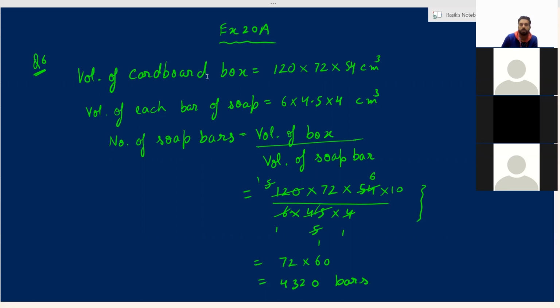The volume of each packet we found in the first part. So first find out the volume of each packet. How will you find? Multiply the volume of each matchbox by 144, you will get the volume of each packet. And then divide the volume of carton by the volume of each packet. Start doing it. Do two things you have to do in the question. And post your answer after doing the question.